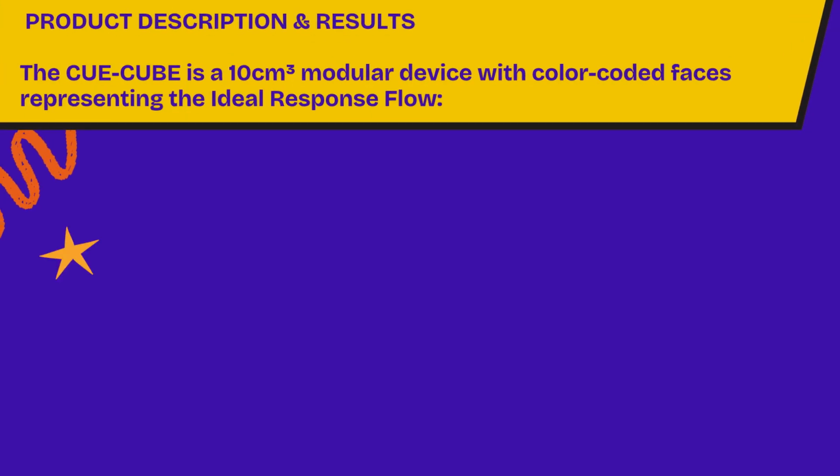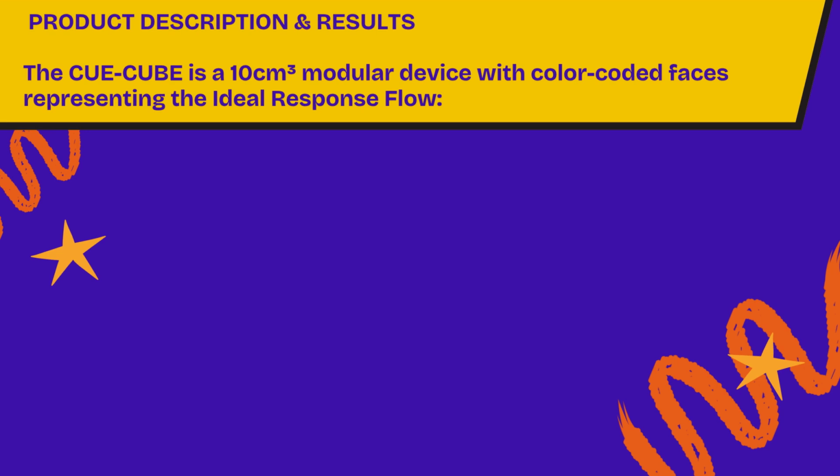All right. Okay. And if you look at the product descriptions, the Q Cube is a modular device, a square cube with color coded faces representing the ideal response flow. So we have the different colors. We have six faces. The first one is teal, orange, yellow, blue, green, red, and every face has a different flow.